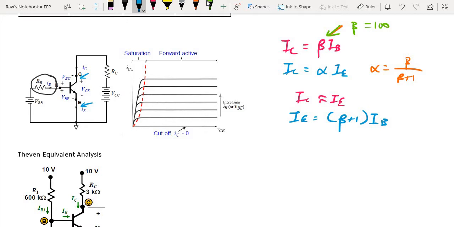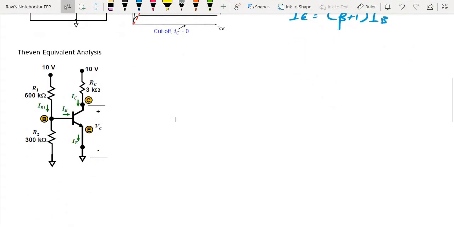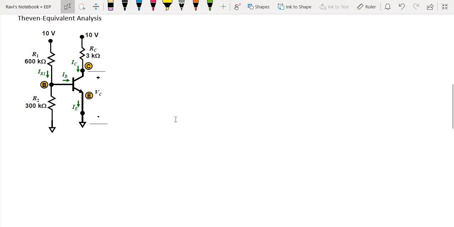Okay, and now we're just going to do a simple analysis of the transistor using the Thevenin equivalent approach. In this circuit, we have a transistor, and we have connected two resistors to the base terminal in this configuration. At the same time, we have a resistor at the collector terminal, and the emitter is directly connected to ground.